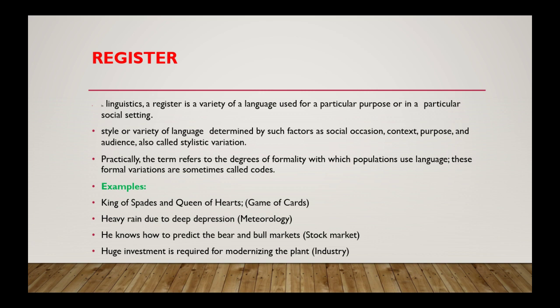For example, when someone refers to the game of cards as King of Spades and Queen of Hearts, immediately you will understand that he is referring to the card game. Next, heavy rain due to deep depression actually refers to meteorology. He knows how to predict the bear and bull market. So bear and bull markets signify the stock market. Huge investment is required for modernizing the plant. It refers to the industry. So single words or phrasal verbs are also registers.